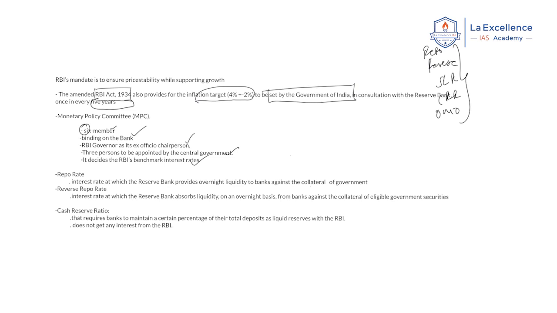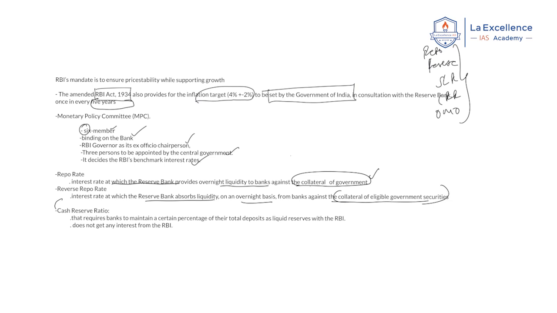Now, repo rate means it is the interest rate at which the RBI provides overnight liquidity to the banks against the collateral of government securities, right? So the RBI is giving overnight loans to the banks by taking government securities from the banks, right? Now, reverse repo rate means the interest rate at which the RBI absorbs liquidity on an overnight basis from the banks against the collateral of eligible government securities. See, in repo rate, banks are taking money from the RBI. In reverse repo rate, the RBI is taking money from the banks, right? Okay, in both instances there is a need for collateral of government securities as a guarantee.